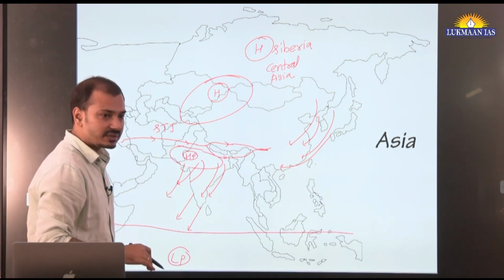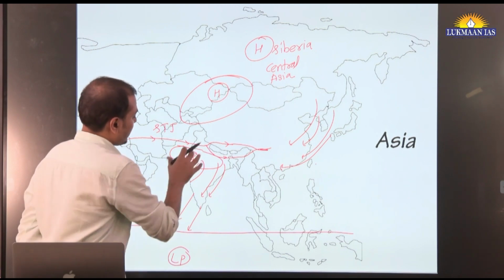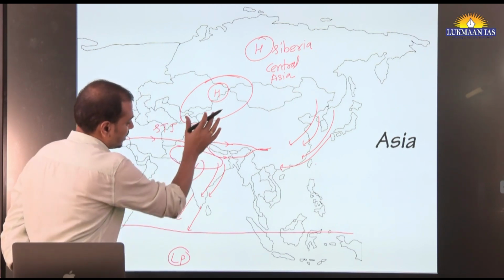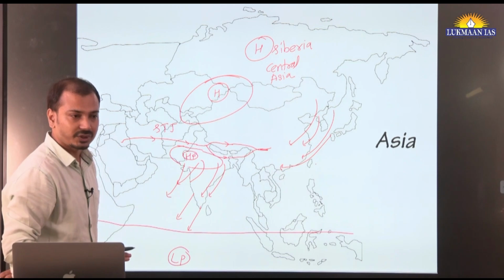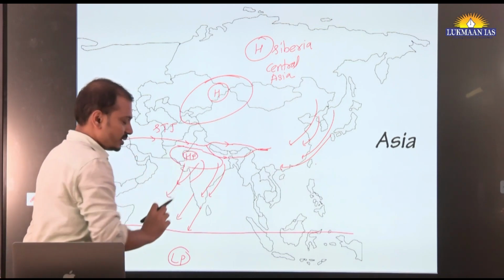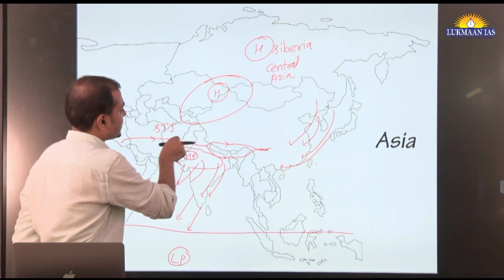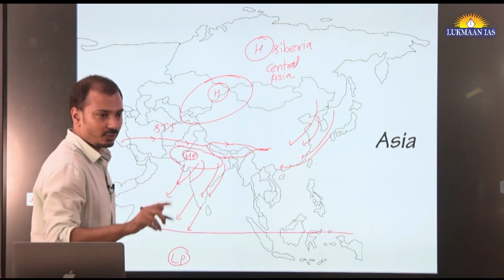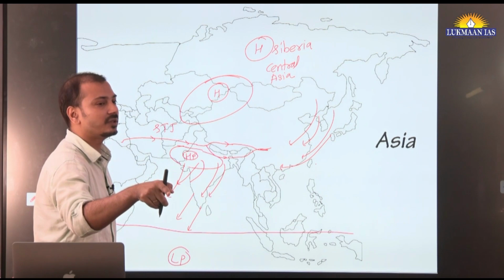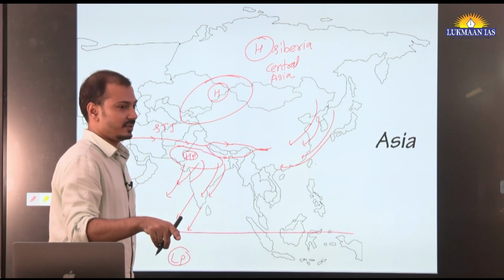Now what happens over the surface? You have understood that at surface level, this is the wind circulation. Here there is high pressure, here there is low pressure created, and this subtropical jet stream is bifurcated. Two aspects we covered. The third aspect was western disturbances.